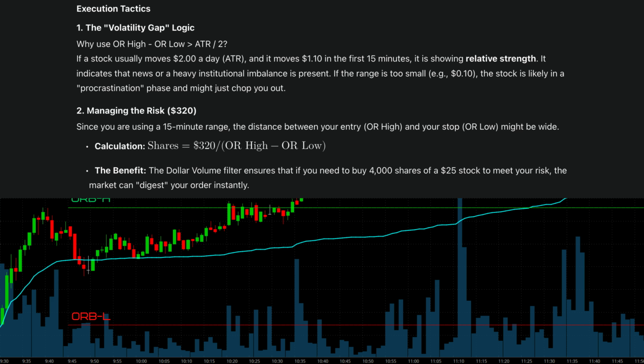If the range is too small, e.g., 10 cents, the stock is likely in a procrastination phase and might just chop you out. 2. Managing the risk, $320. Since you are using a 15-minute range, the distance between your entry, OR high, and your stop, OR low, might be wide. Calculation: Shares equals $320 divided by OR high minus OR low. The benefit, the dollar volume filter, ensures that if you need to buy 4,000 shares of a $25 stock to meet your risk, the market can digest your order instantly.